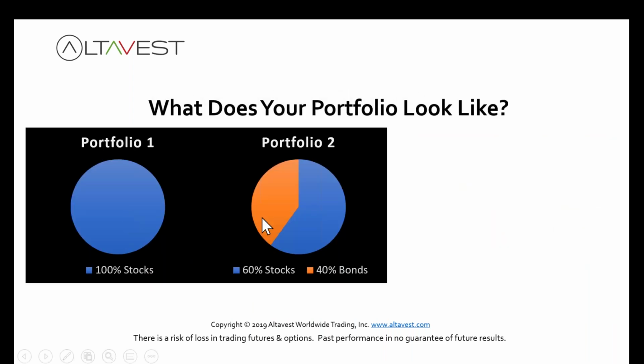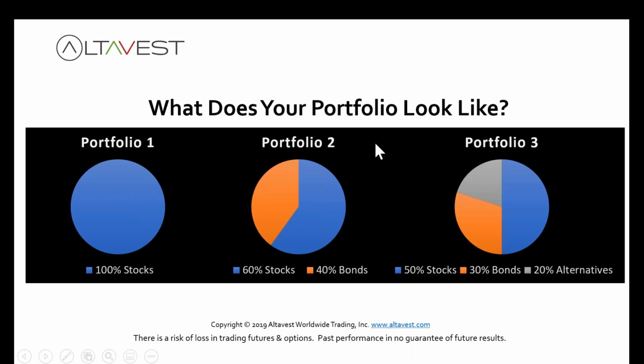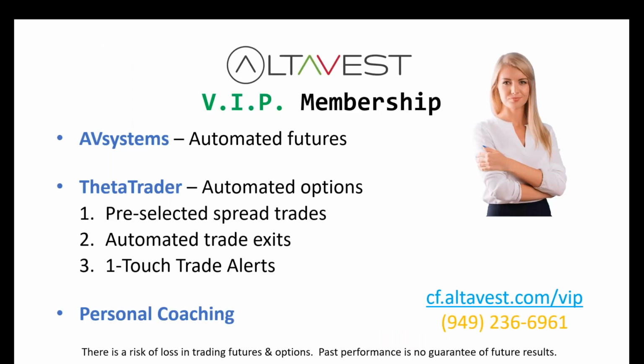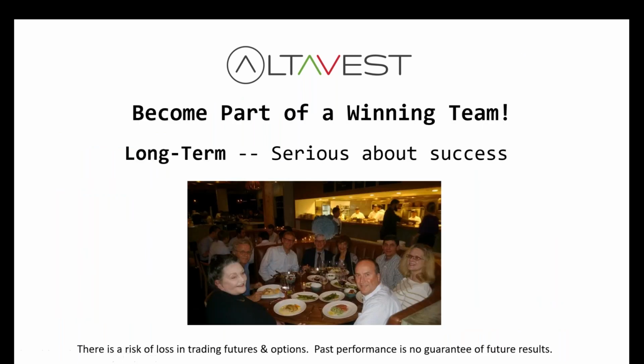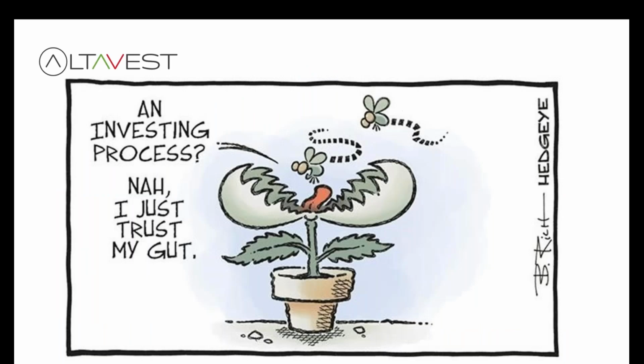So here's portfolio 1, 2, 3. We like 3, having a slice of your portfolio in alternatives, such as what we talked about with a VIP membership. And we're going to wrap it up here just to summarize. Once again, VIP means you get AVS, which is the algo trading systems. You have Theta Trader, so automated option spreads with those one-touch alerts, and then tying it together, you get personal coaching.